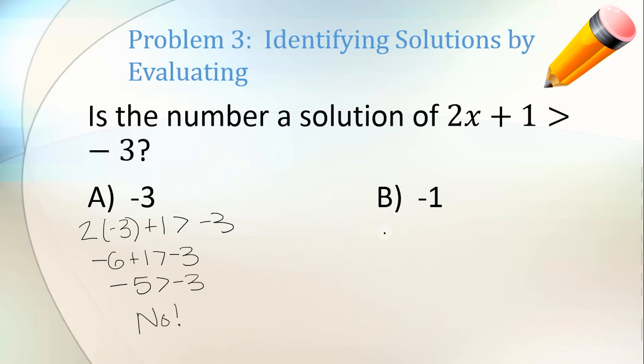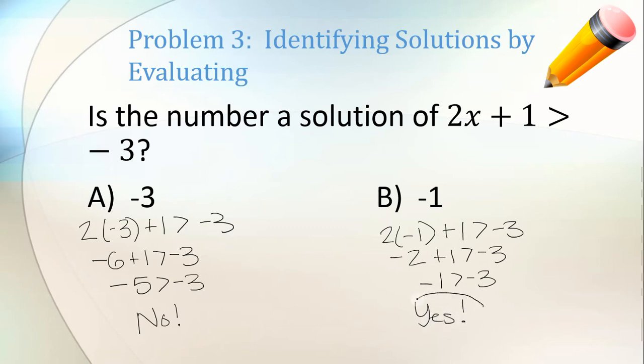But let's try -1. So I'm going to do the same thing as I did over there, but with -1. 2 times -1 is -2. And -2 plus 1 is -1. So then I've got to ask myself, is -1 greater than -3? Yeah, it is. So that is yes. It is a solution.